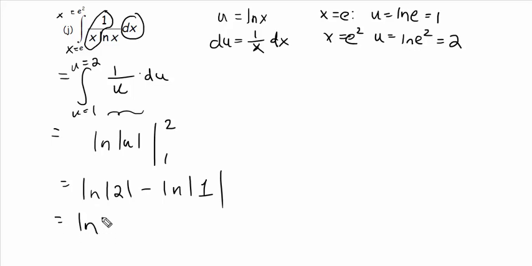But I know absolute value of 2 is 2 and absolute value of 1 is 1. And then the natural log of absolute value of 1 is 0. So this is just the natural log of 2. I don't think that this one was too bad, except for realizing that u should just be the natural log of x.